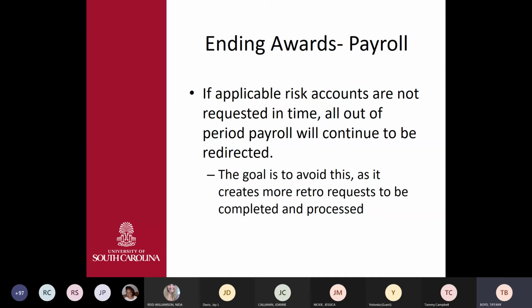The other note we want to make about risk accounts, and one of the biggest reasons GFM wants to ensure that risk accounts are set up in time, is because we do have so many awards ending on June 30. We really don't want to be redirecting a whole bunch of 715 payroll. So if you have your risk account set up, you can get your account changes in. It really does cut down on the work from the department level and also the central level, because anything that gets redirected then has to have a retro request to get to the proper award.